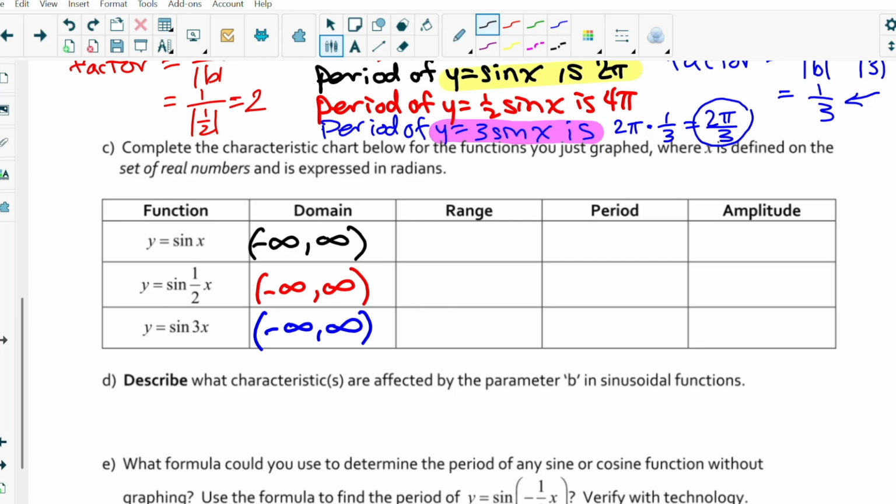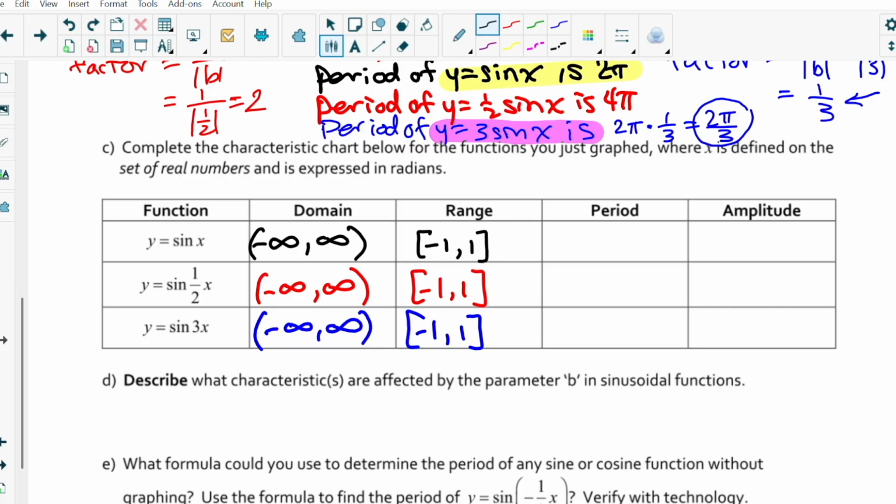What about the range? Remember, we affected the x values, not the y values. So the range will not change. The range will stay the same, -1 to 1, and it's the same for all because we did not affect anything with the y values. I'm going to color code it, so let's stay consistent here. -1, 1, -1, 1.